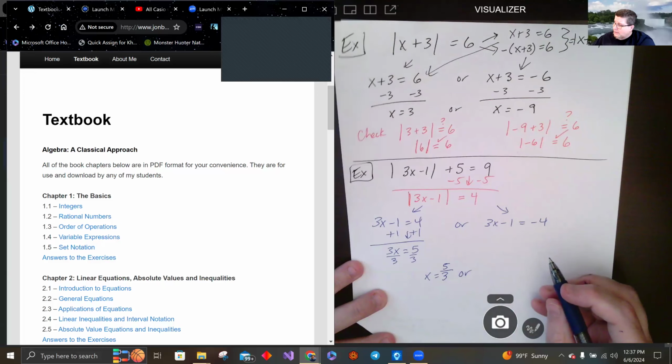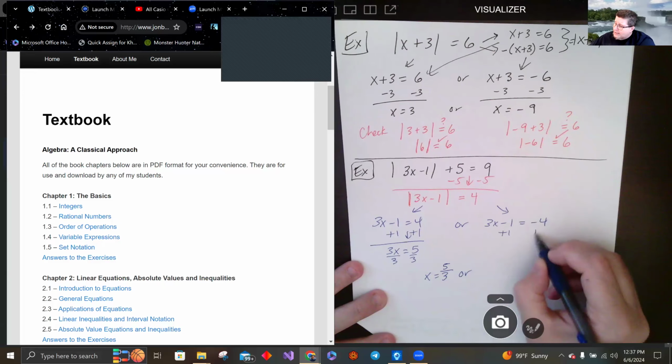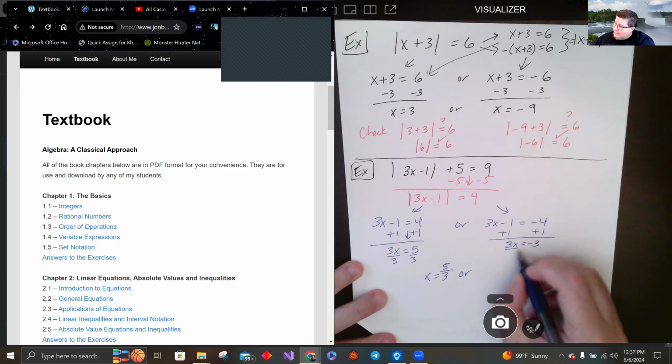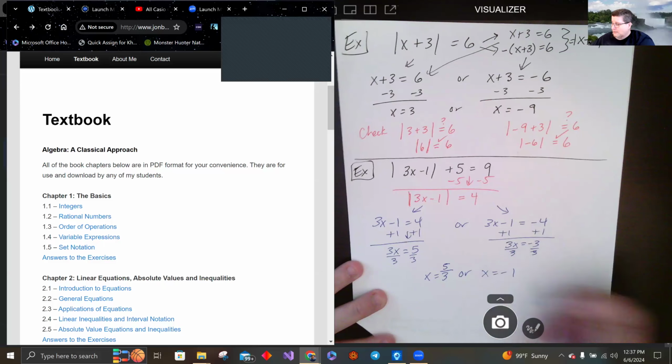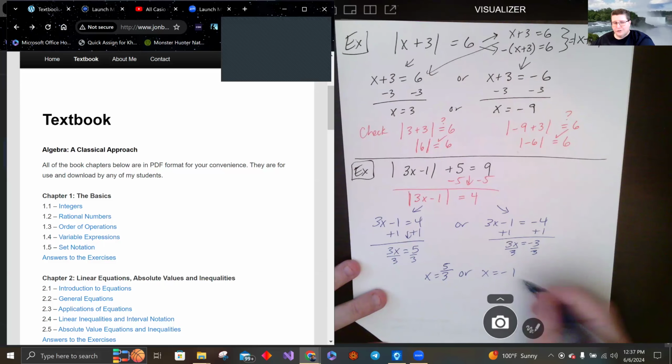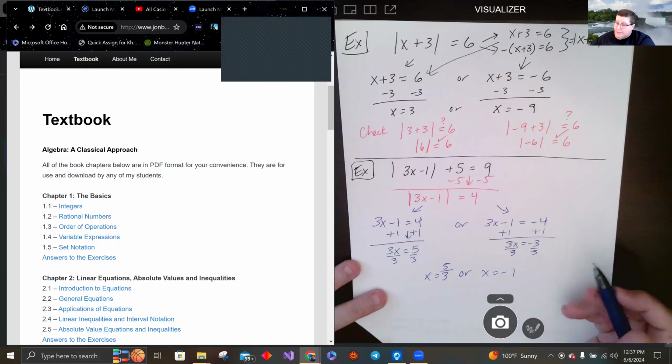Or add 1 to both sides here, and I get 3x equals negative 3. Divide by 3, and I get x equals negative 1. So 5/3 or negative 1 are the solutions.